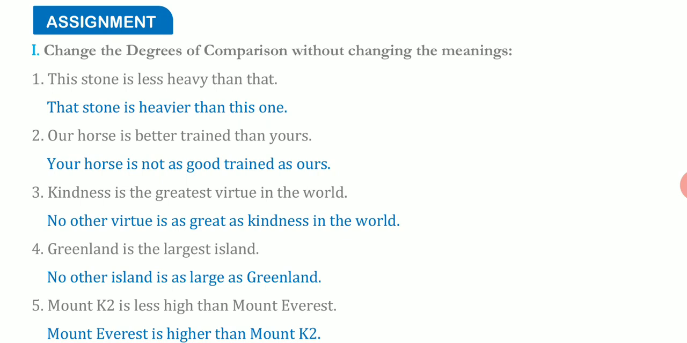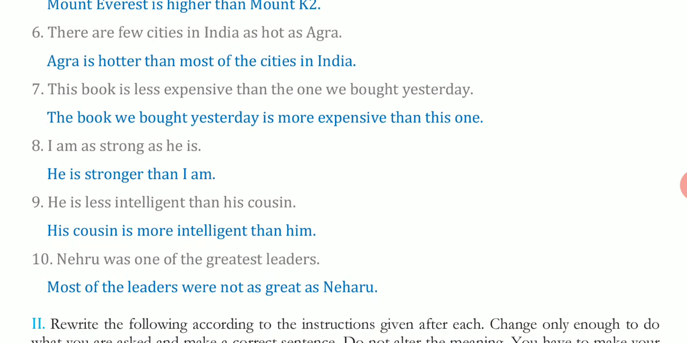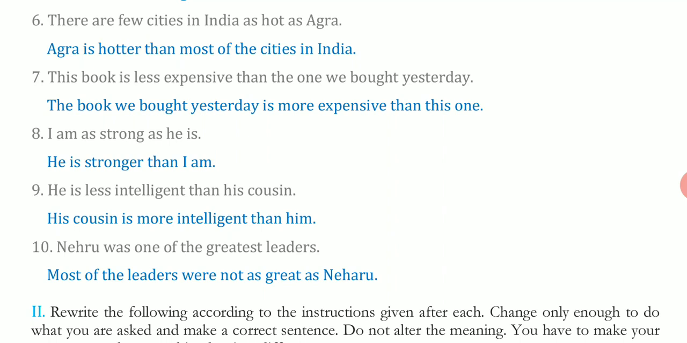Mount K2 is less high than Mount Everest. It means Mount Everest is higher than Mount K2. Higher than means comparative degree. There are few cities in India as hot as Agra. It means Agra is hotter than most of the cities in India. This book is less expensive than the one we bought yesterday. So the book we bought yesterday is more expensive than this one.